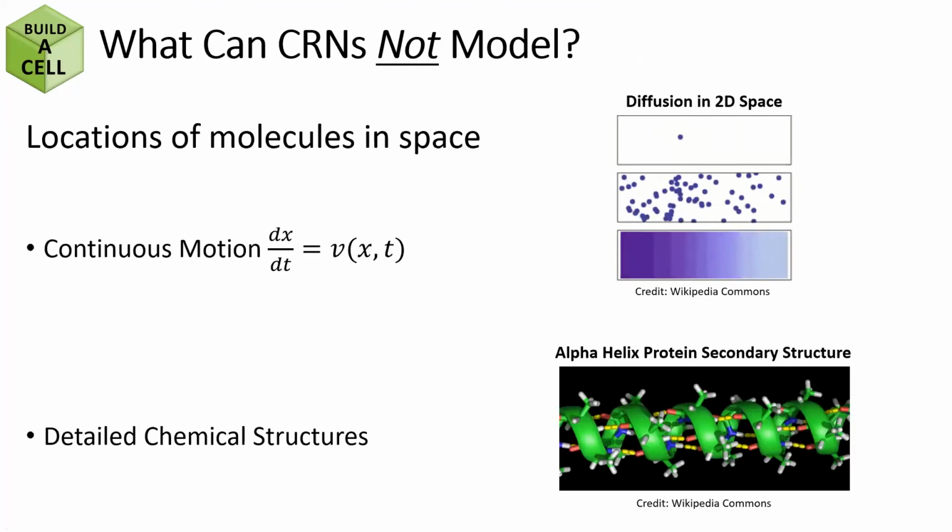Another example are detailed chemical structures. For example, this alpha helix I'm showing you here is a protein secondary structure where maybe you care about the location of all of these atoms and molecules and how they are aligned relative to each other. For complex 3D structures like this, chemical reaction networks are not the right model, again, because they don't really have the locations of molecules in space. Everything is well mixed. I could talk about this alpha helix as a whole unit and maybe that it bumps into something else, but I can't talk about its conformation.